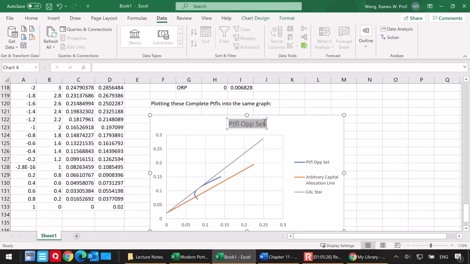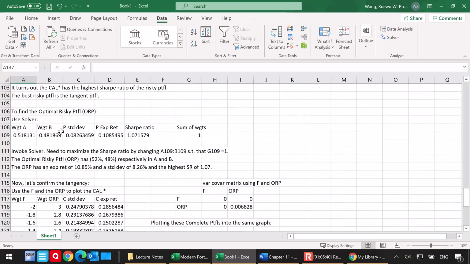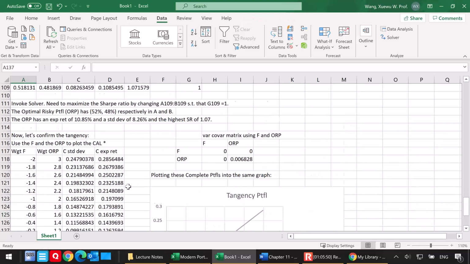I should actually change the title here now. All right, the tangency portfolio. All right, so this is the first tangency portfolio, and we call this the optimal risky portfolio. All right, so if you want to find the optimal risky portfolio, you just need to maximize the Sharpe ratio of any risky portfolio, and if you do that, you're going to have the optimal risky portfolio.